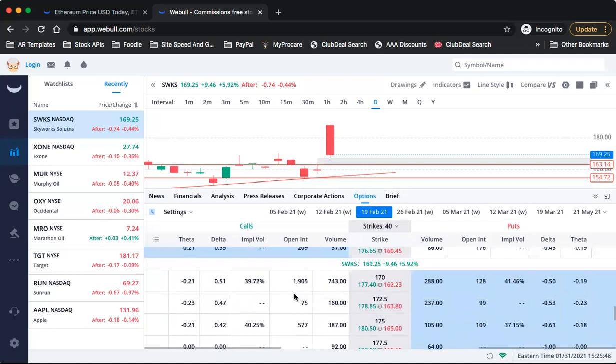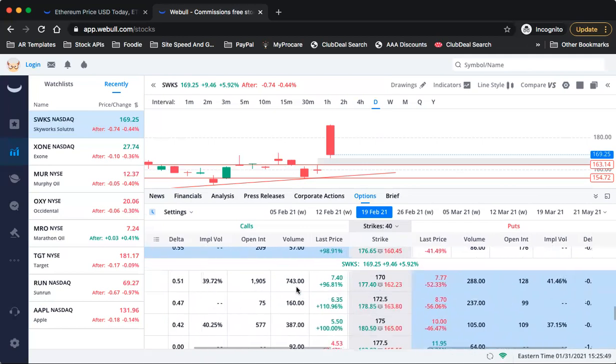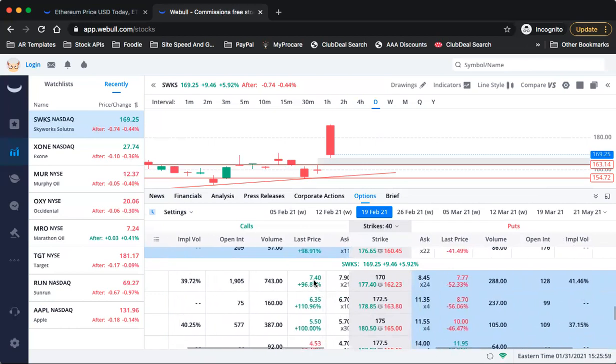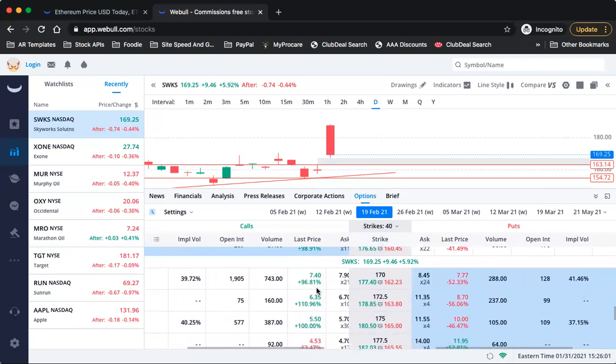So this is 170. This is probably going to be expensive. Yes. Greeks are awesome. Volatility is really low. A lot of open interest. So hopefully, if this goes down, you get a discount. I don't know how much discount you're going to get from 740.